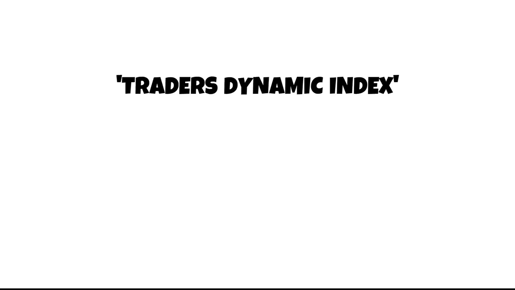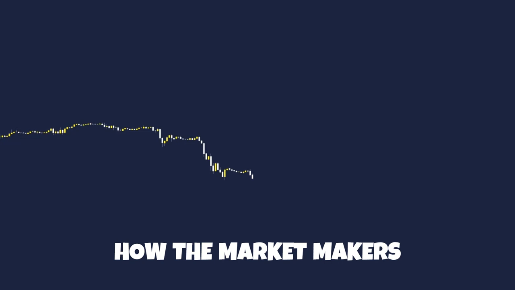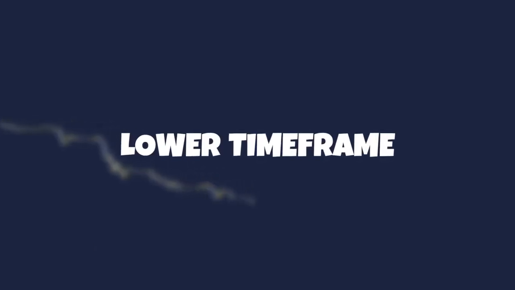Now, if you didn't see or don't know what the TDI is, don't worry. TDI stands for Traders Dynamic Index, and it's essentially an all-in-one indicator that allows traders to see the overall market picture. I did explain in a previous video that most traders fail with this, and this is because they trade it how the market makers want them to use it. And not only that, but they trade it on a lower time frame and don't check what's really going on on the higher time frame. So let's check this out.